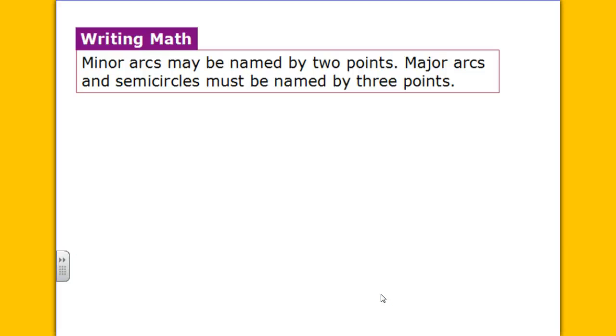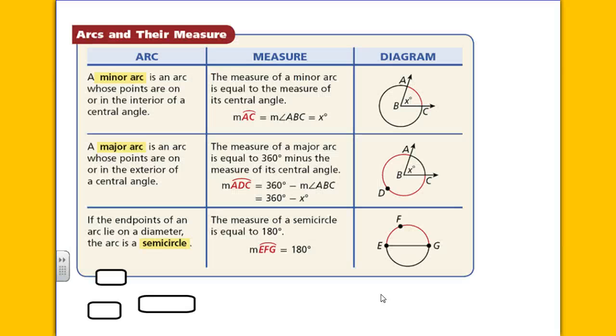Minor arcs may be named by 2 points. Major arcs and semicircles should be named by 3. So this major arc is ADC. If I said simply arc AC, we would know that I'm naming the minor arc, not the major arc.